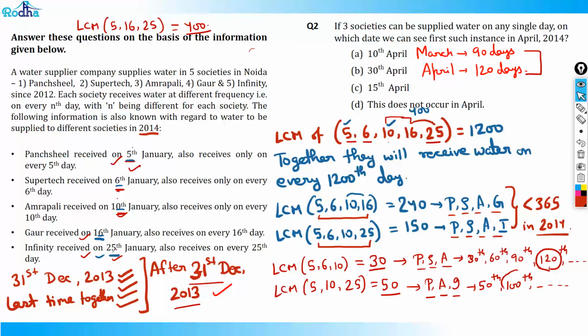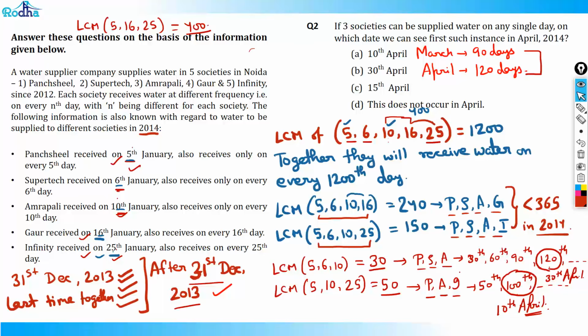And this 100th day will be how much? So when March is finished, 2014 is a non-leap year. So January 31, February 28, 59, and March 31, total 90. So when March is finished, 90 days. So I need the 100th day, so 10 more days, right? That is 10th April.